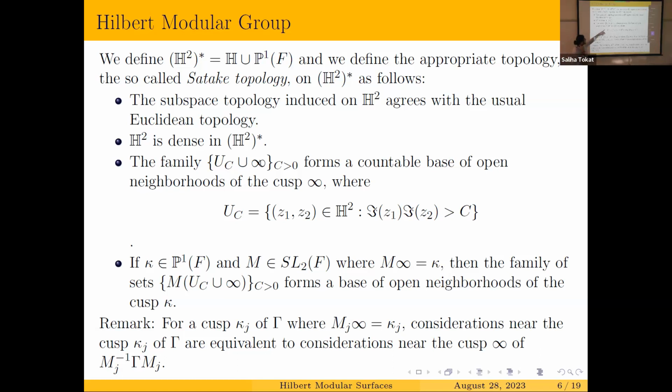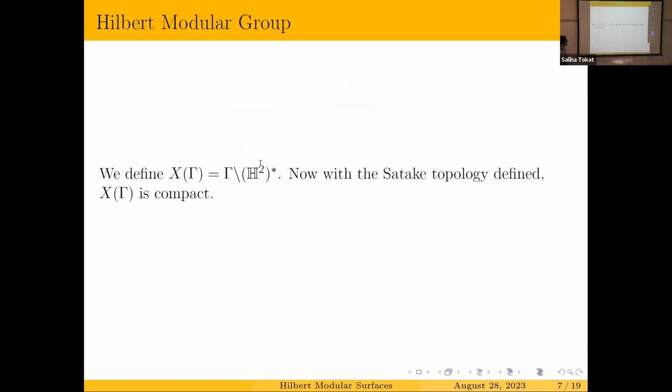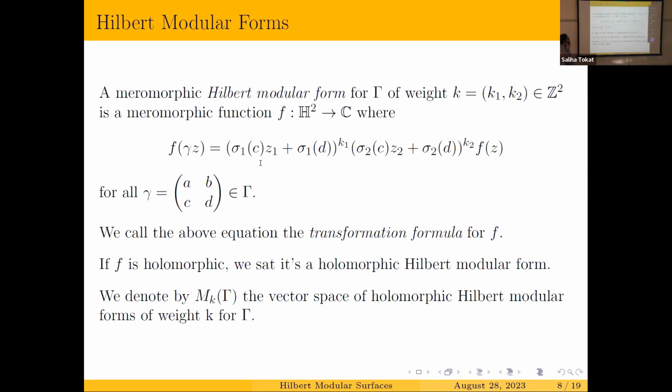And again, in the 2-dimension case, we do a very similar thing. We get a countable base of open neighborhoods of cusp infinity, and we also define the same neighborhoods for the other cusps. And these cusps, by the way, we can transform one cusp to another using a transformation matrix we take from SL2 of O_F, essentially. And this gives us an appropriate topology we can work with. It's called a Satake topology on H2 star. It allows us to compactify the previous surface Y gamma. Now that we have defined an appropriate topology, X gamma is a compact surface. This X gamma will be important, but we first have to look at the Hilbert modular forms.